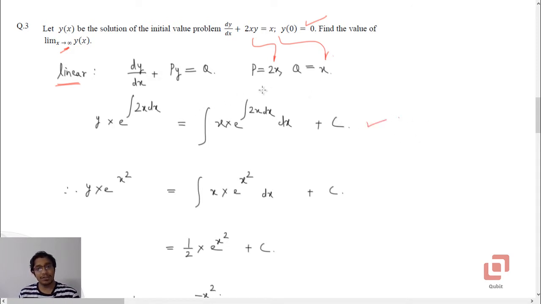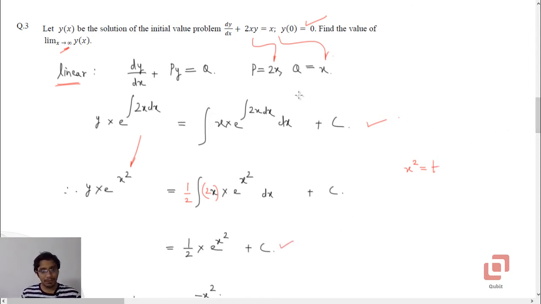Now, because p is 2x, you can actually integrate this, so it will be y times e to the power x squared. Very simple. Now let us go to the integral on the right hand side. It is going to be the integral of x times e to the power x squared. Now we can use integration by substitution by multiplying and dividing by 2. Substitute x squared as t, so 2x dx will become dt, and this will simply be the integral of e to the power t. So the right hand side is going to be 1 upon 2 times e to the power x squared plus the constant of integration c.